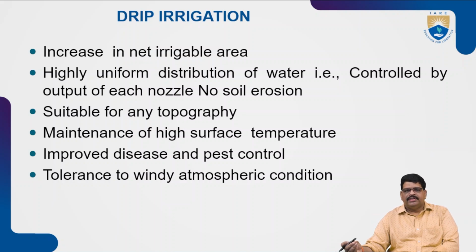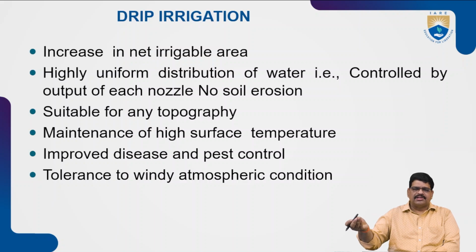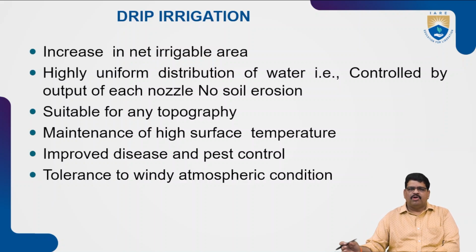So such things can be avoided, and disease and pest control is also improved. Why? Because pests increase due to the moisture conditions. So the moisture will be reduced. What happens? Automatically the pests decrease. So that is the problem, and drip irrigation is also best suited for such types of areas.